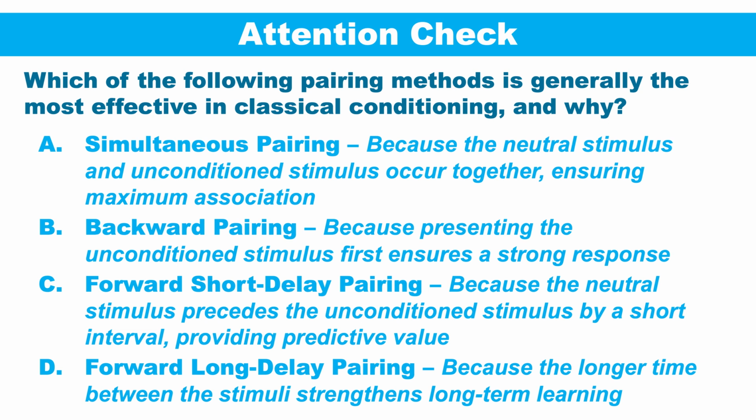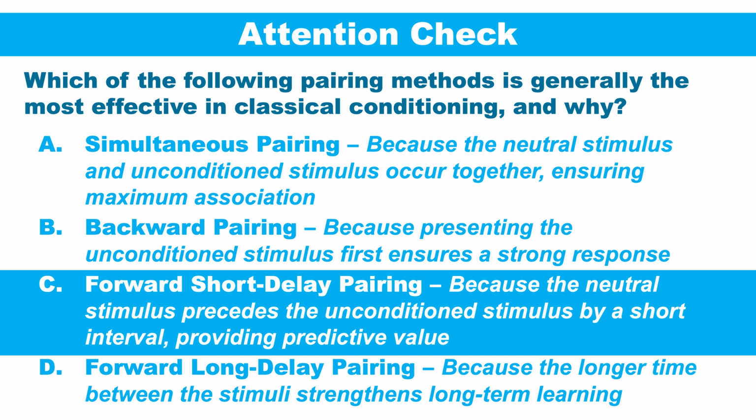The correct answer is C, forward short delay pairing. This method is most effective because the close timing between the NS and the UCS helps the organism to learn that the NS reliably predicts the UCS.